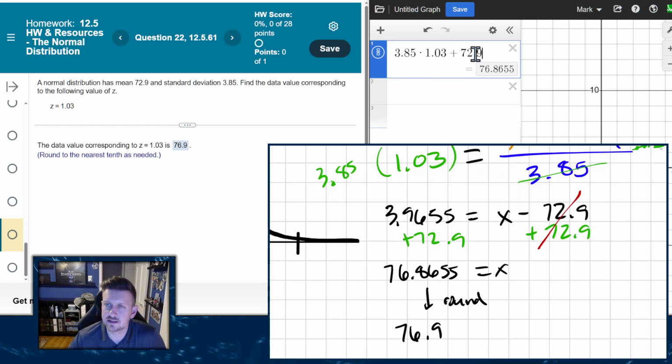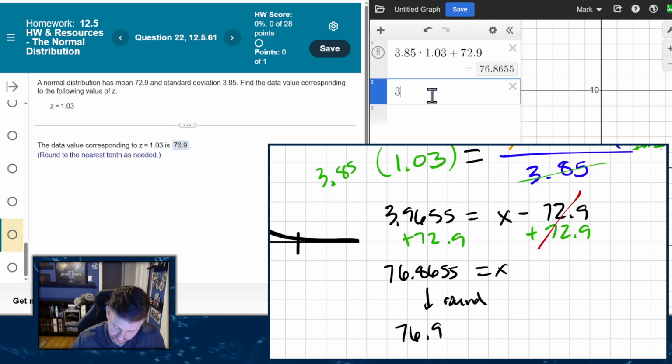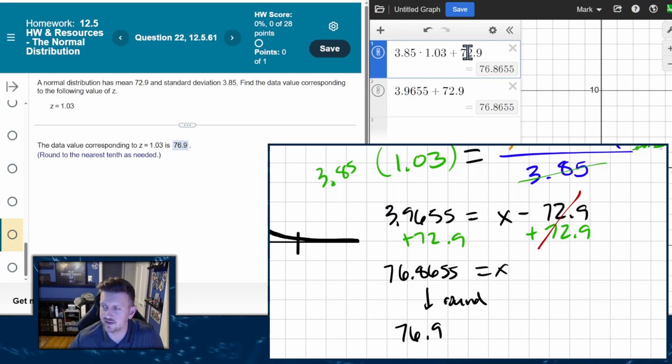So you can see how I did this on MyLab, on Desmos here. I could have taken the number that I had, the 3.9655, and add the 72.9, but I went ahead and just added it to this previous math step. Since I'm multiplying and then adding, I don't have to worry about parentheses for order of operations. So I'm just multiplying z times the standard deviation and then adding the mean.